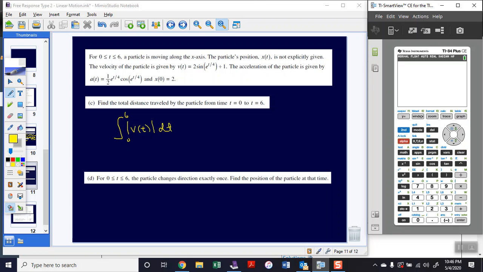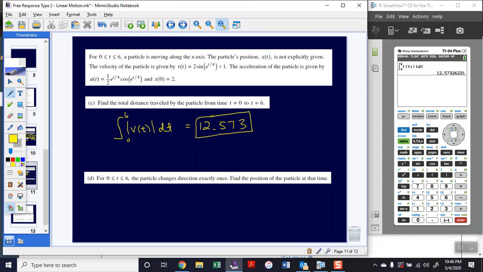So over here, integral again, alpha window 4. Limits of integrals are still 0 to 6. We just have to absolute value, and I don't know if you know this, but the quick way to get that is alpha window 1. And we got to put the velocity function inside. Okay, this is entirely done by the calculator. All right, total distance is 12.573. Again, don't label it because there were no units given, so don't make any units up. They're just wanting the numeric answer.